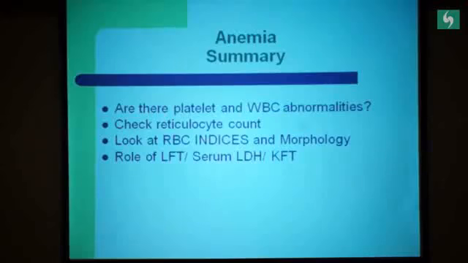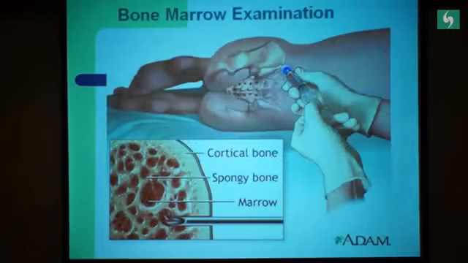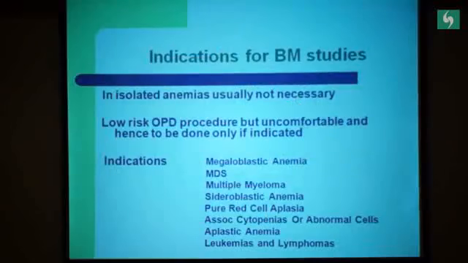Now bone marrow, as we all know, is the spongy tissue in the bones, and mainly now it is there only in the pelvis or the sternum in adults. In isolated anemias, particularly if there's a high retic response, bone marrow is not required. A patient with iron deficiency anemia, we actually do not require a bone marrow. So we have limited indications in isolated anemia where we go.